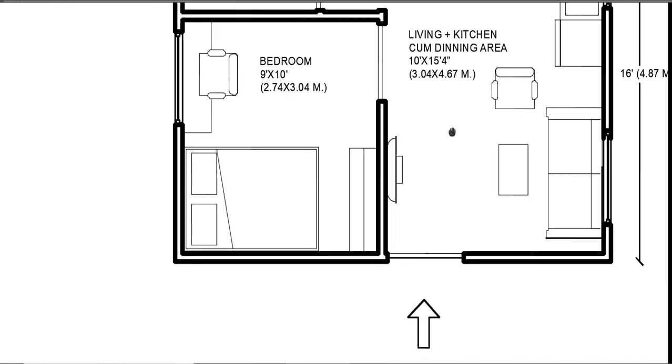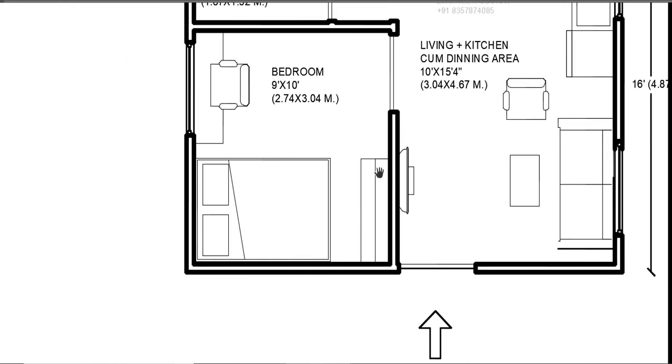On the left side we have bedroom here. You can see here the bed arrangement, wardrobe arrangement and also a study table with chair and a large size window for ventilation and light purpose.